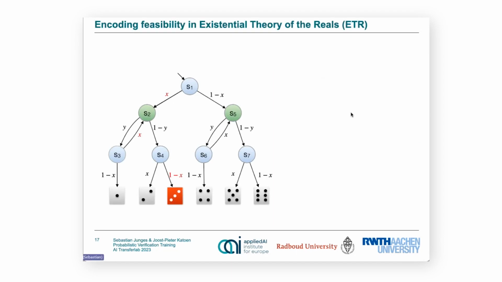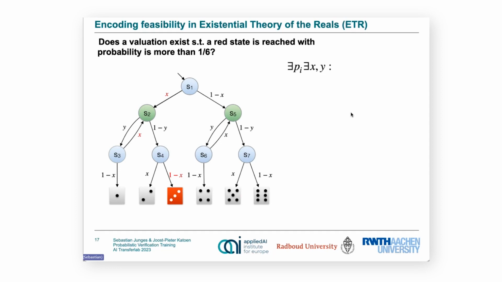So here's again the Knuth-Yao die. And my question is going to be, does there exist a valuation of these parameters such that the red state is reached with probability more than 1/6? This is a simple question. The answer is yes, but I want to show you the encoding in a natural way.